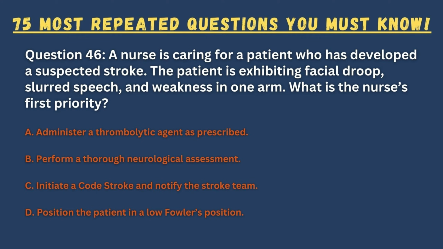Question 46. A nurse is caring for a patient who has developed a suspected stroke. The patient is exhibiting facial droop, slurred speech, and weakness in one arm. What is the nurse's first priority? A. Administer a thrombolytic agent as prescribed. B. Perform a thorough neurological assessment. C. Initiate a code stroke and notify the stroke team. D. Position the patient in a low Fowler's position.